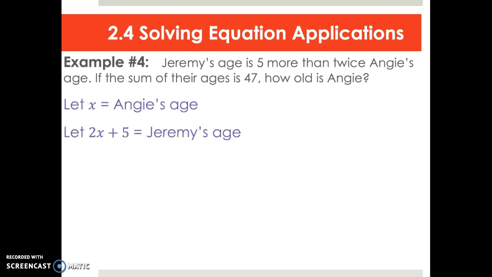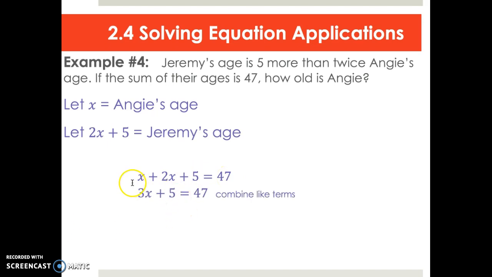So our x is Angie's age. Jeremy's age is 5 more than twice Angie's age, so that's 2x plus 5. 5 more than twice Angie's age is Jeremy's age. So together, the sum of their ages is 47. So x is Angie's age, 2x plus 5 is Jeremy's age, and together that's 47.